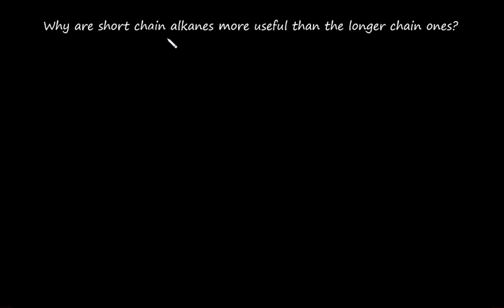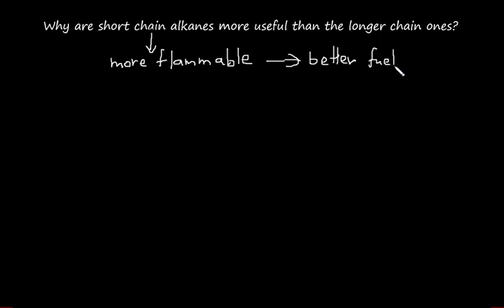Now you might be wondering why these shorter chain alkanes are more useful than the longer chain ones. That's because these shorter chain alkanes are more flammable than the longer chain ones. Now you might remember I've told you that these alkanes are mostly used as fuels. Now if a substance is more flammable, that means it is more efficient as a fuel. So that means the shorter chain alkanes are better fuels than the longer chain ones.